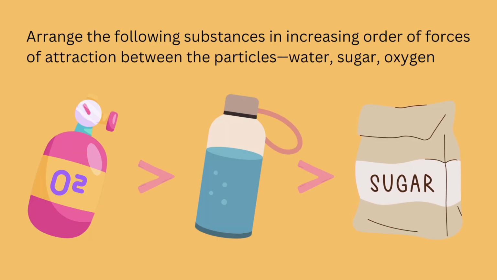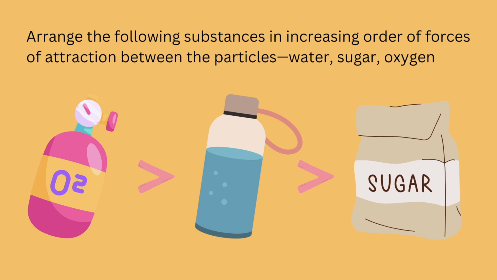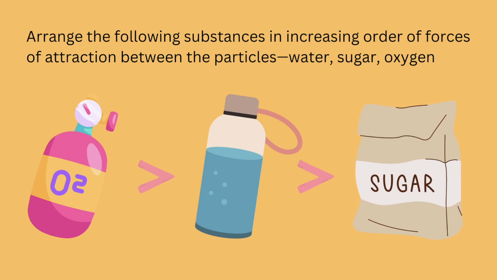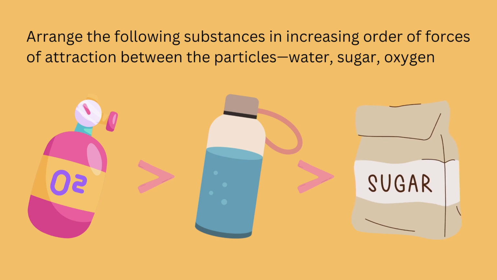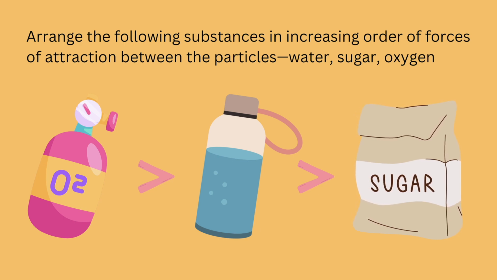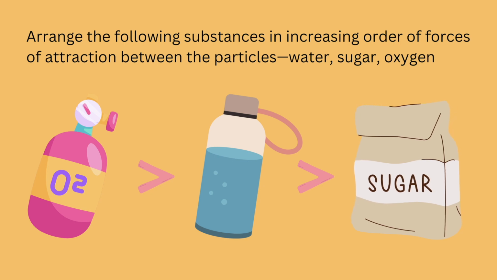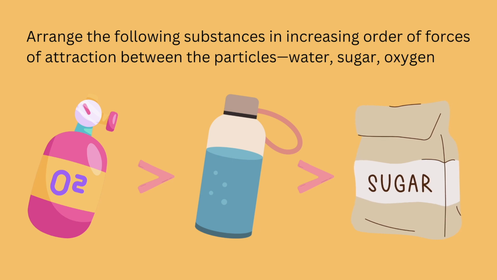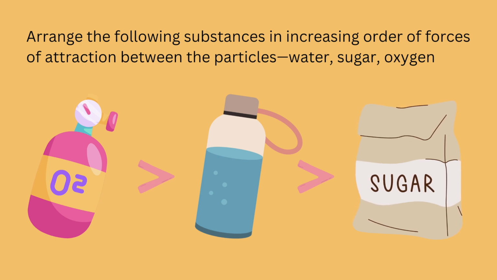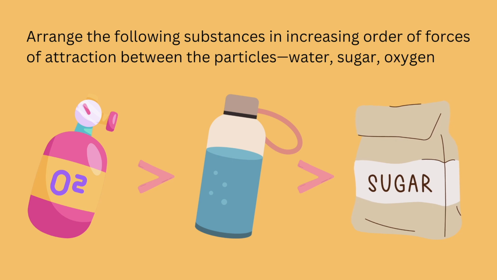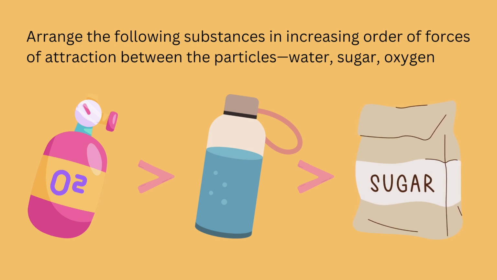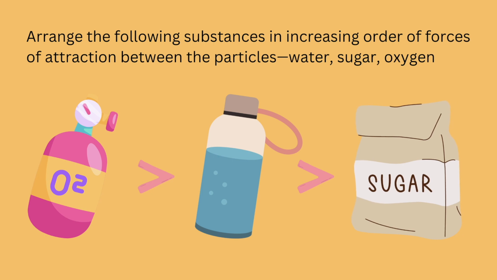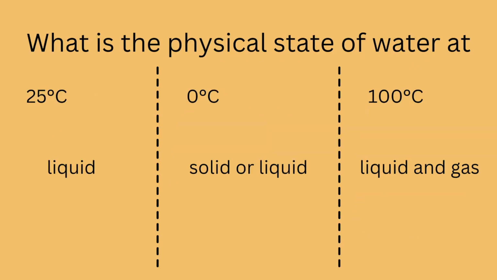Arrange the following substances in increasing order of force of attraction between the particles: water, sugar and oxygen. Water here is liquid, sugar is solid, and oxygen is gas. So we obviously know the order of forces: gas has very low force of attraction, water, that is liquid, has relatively better force of attraction, and solids have maximum force of attraction. So O2, oxygen, water and sugar, that is the increasing order of force of attraction. I hope you got this. Now moving on to the next question.